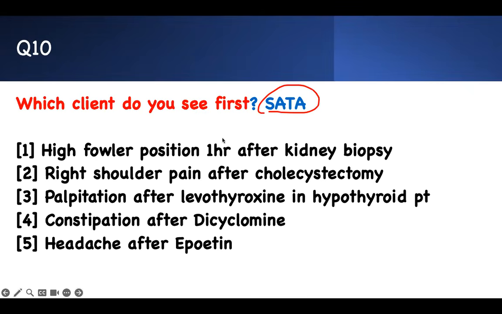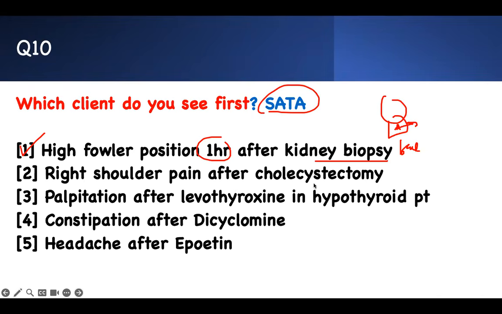High Fowler position 1 hour after kidney biopsy, where the kidney is on your back. If you biopsy it, they're going to bleed. The way to put pressure there is to put the patient on their back, so supine. I'm not happy about you. Select or apply, so that means there may be more than one. So this patient is in the wrong position.